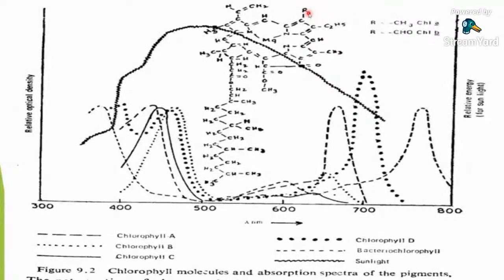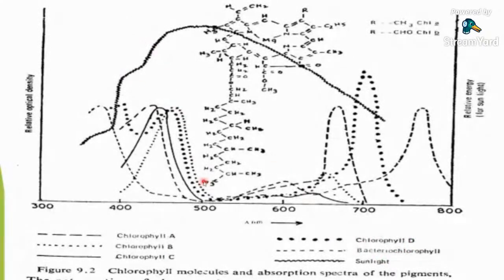It depends on this R. If it is CH3, then it is chlorophyll A. If it is CHO, then it is chlorophyll B. And this is the absorption and emission spectra for the different chlorophyll molecules. So these are the chlorophyll molecules and the absorption spectra of the pigments. The different pigments are chlorophyll A, chlorophyll B, chlorophyll C, chlorophyll D, bacteriochlorophyll, and sunlight.